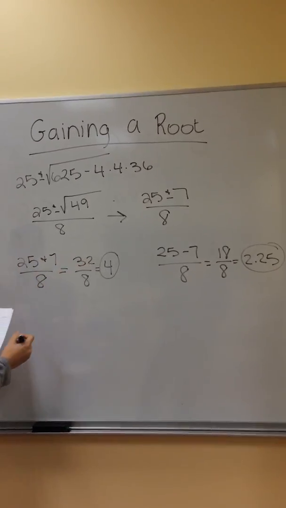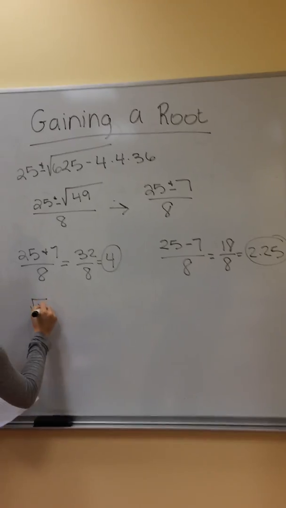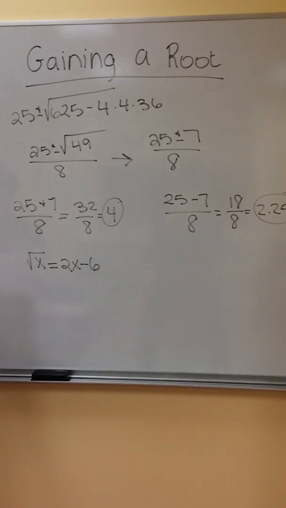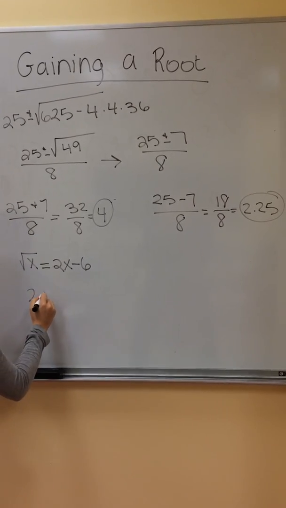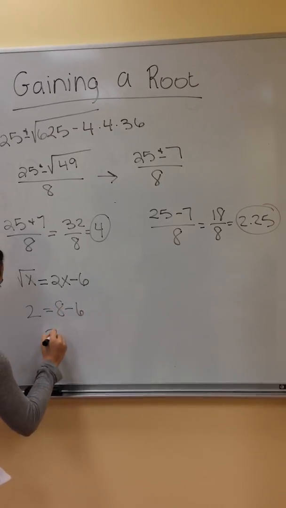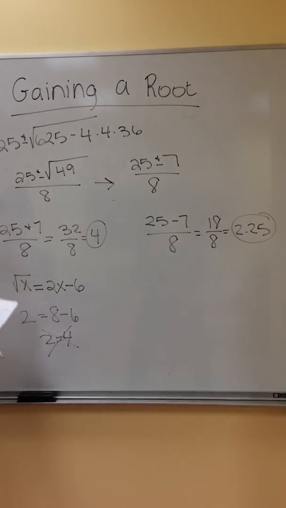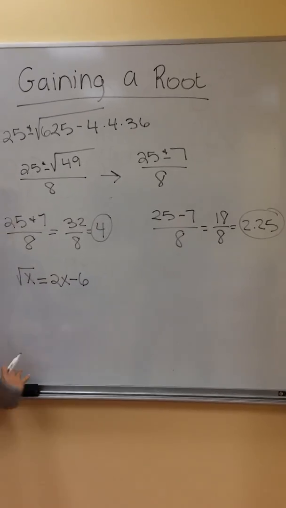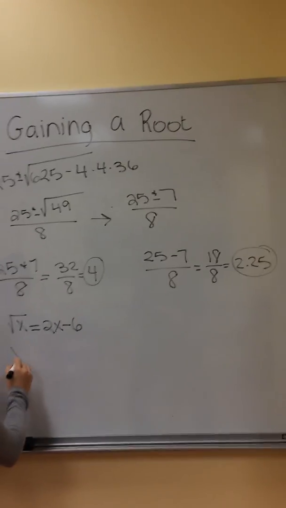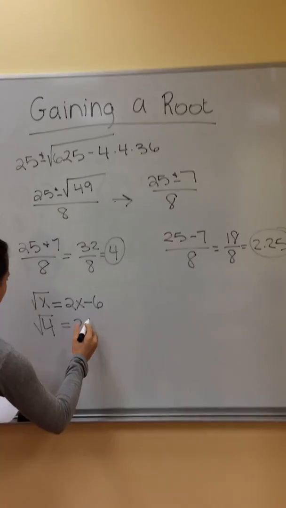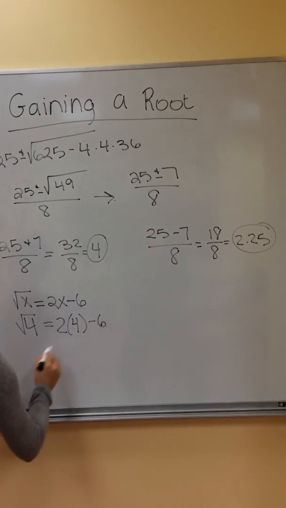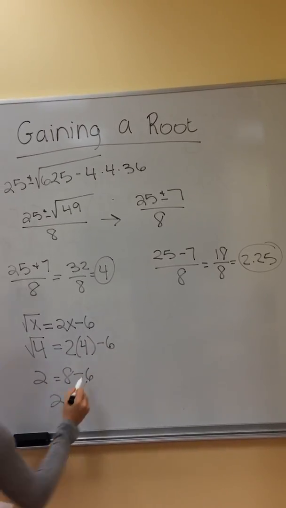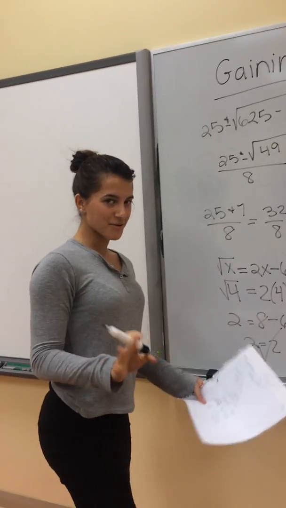So, plugging it back into our main equation, which was radical x equals 2x minus 6, you plug 4 in. So radical 4 is 2 equals 8 minus 6. Does 2 equal 4? It does not. So now we know, wait, I messed up. Okay, radical 4 equals 2 times 4 minus 6, which becomes 2 equals 8 minus 6, which makes 2 equal to 2, which is correct. Sorry I messed up. Half a second. It's okay. Don't blame me.